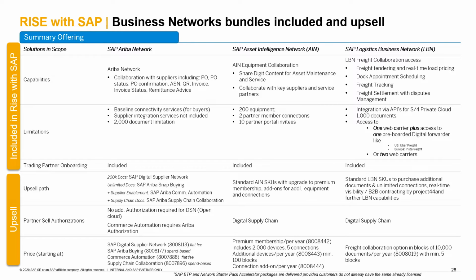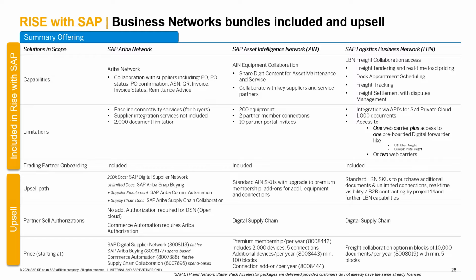Now that's what's included. Next, let's take a look at the opportunity for you as a partner to upsell your customer. So while the customers get a starter pack, it whets their appetite for more. They see what the benefits and capabilities are and what the impact is for their organization. So there are upsell items and material numbers for each of these, the Ariba Network, the Asset Intelligence Network, and the Logistics Business Network. I do note that there are some partner sell authorization requirement impacts.